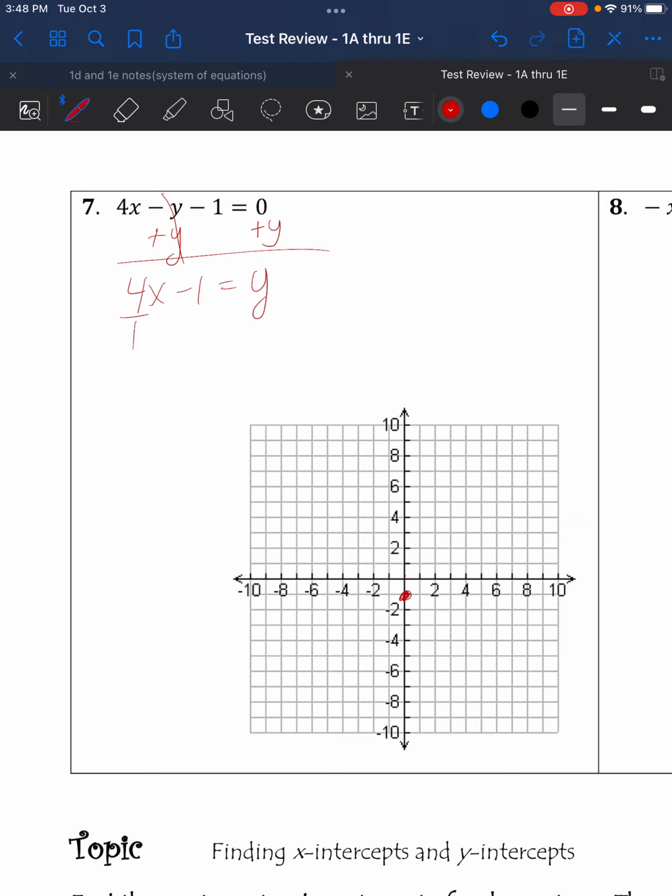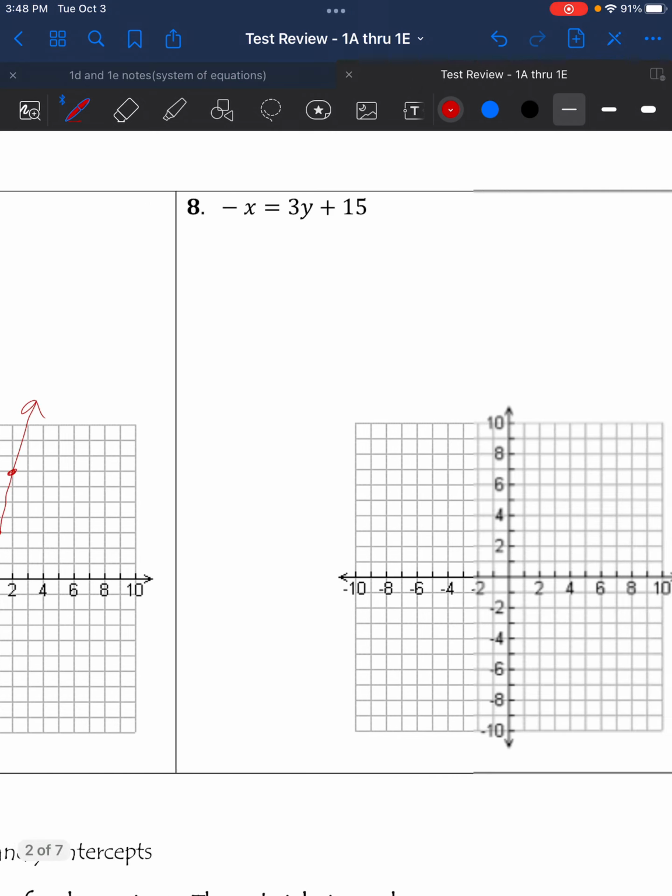So I go up 4, 1, 2, 3, 4, right 1. And go up 4, right 1 again. And I can go down 4 if I need to. 1, 2, 3, 4, left 1. You really only need 2 points, but the more you put, the better your line's going to be.